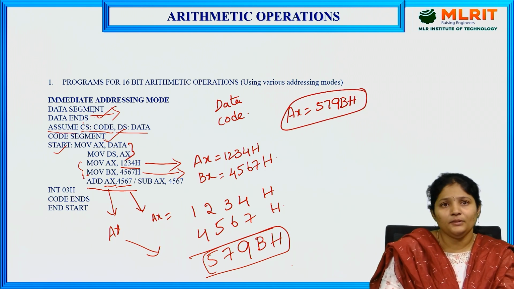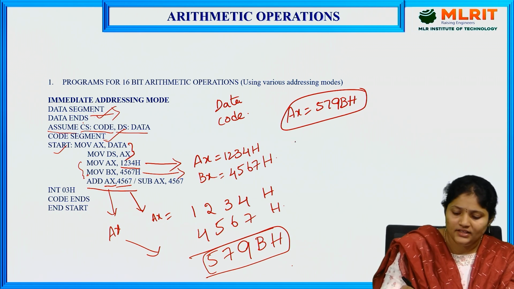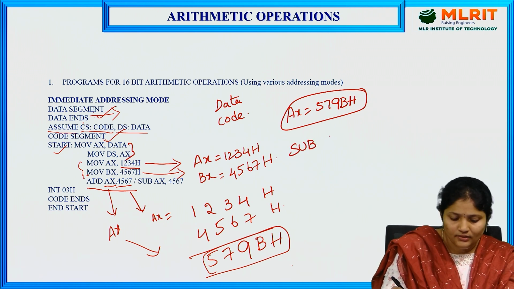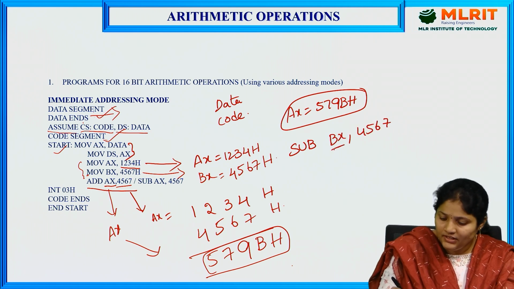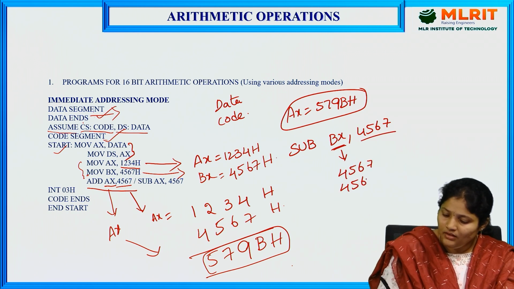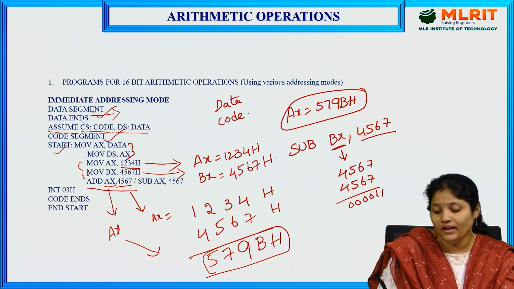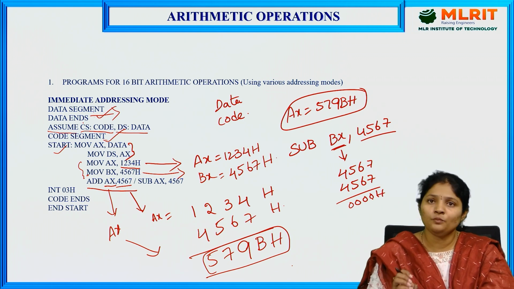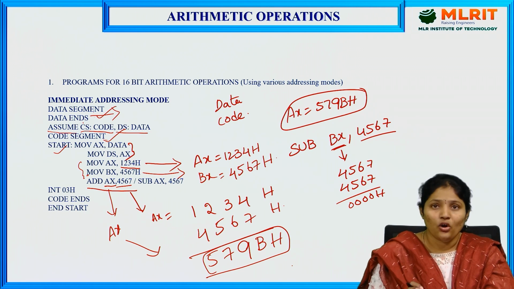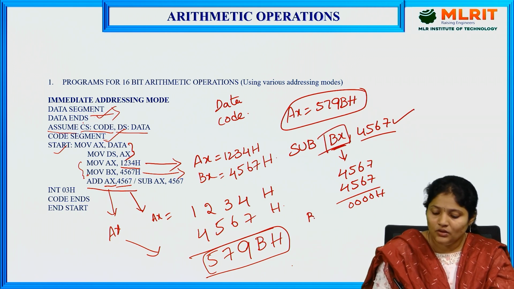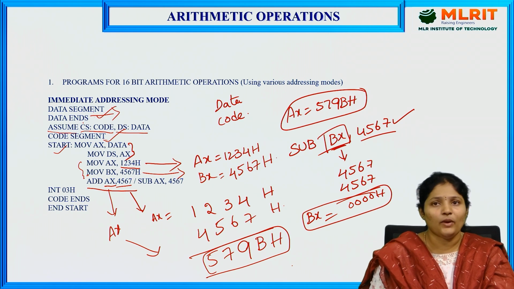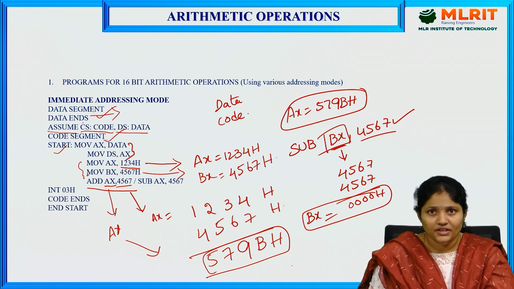So if we are performing subtraction, you can write SUB BX, 4567. The value present in the BX register will be subtracted with the direct value, so you will get answer 0. And in this particular instruction, the output will be present in which register? As I already said, the output will always be present in the destination register. In this instruction, the destination register is the BX register. So what is the value present in the BX register?